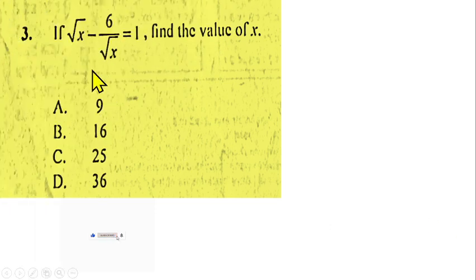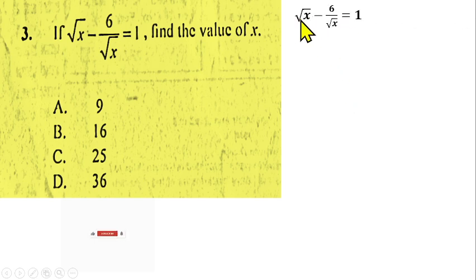Question number 3 is also from Surd. If √x minus 6 over √x is equal to 1, we have to find the value of x. So that is what we are having here.